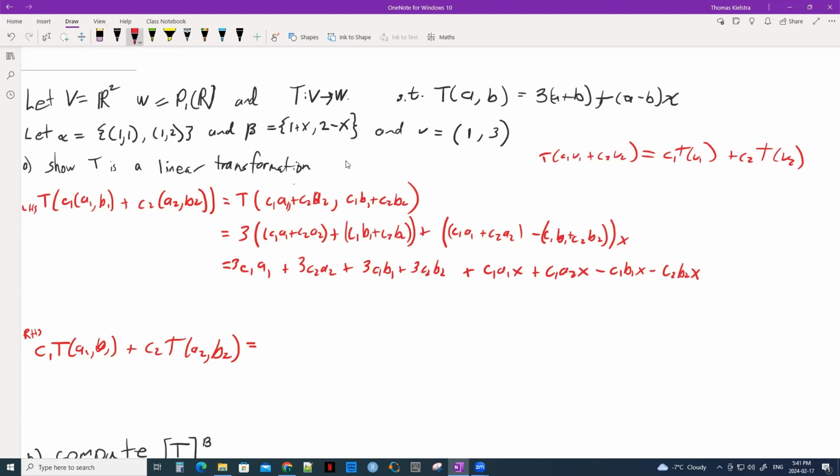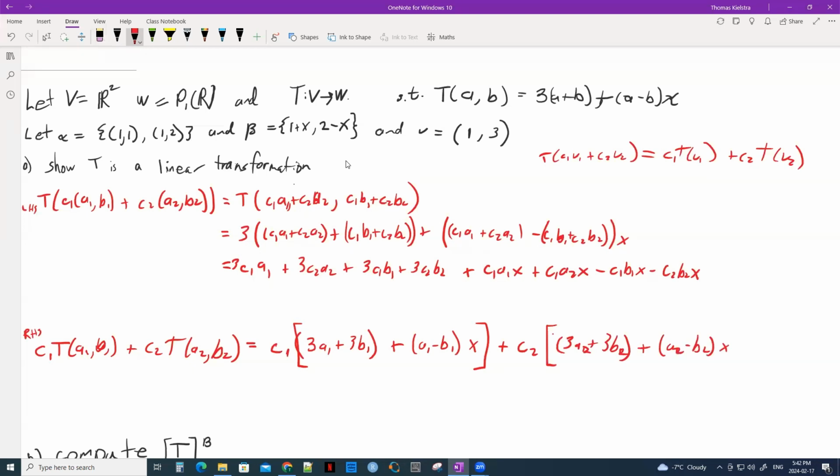And now here, what we're going to do is we get c1 times the bracket 3a1 + 3b1 plus, and it's big multiplying, (a1 - b1) times x, plus, and now we have c2 times the bracket 3a2 + 3b2 plus (a2 - b2) times x.